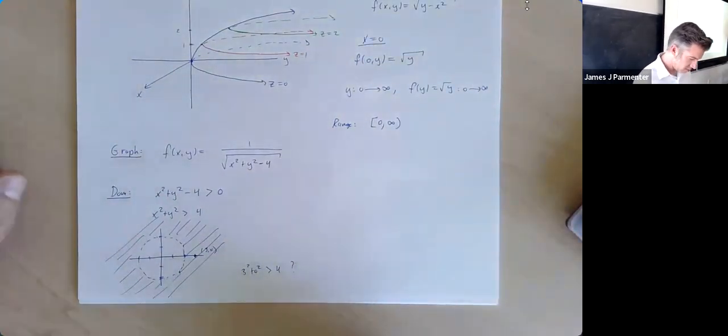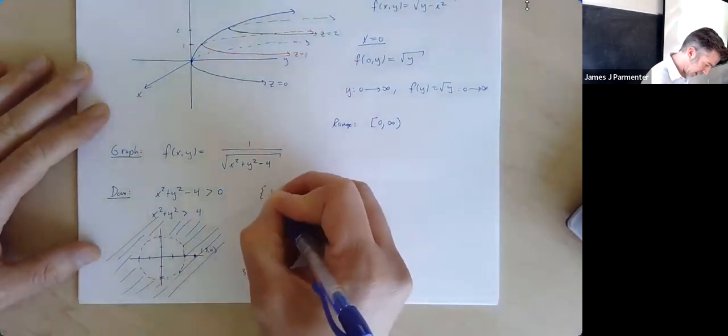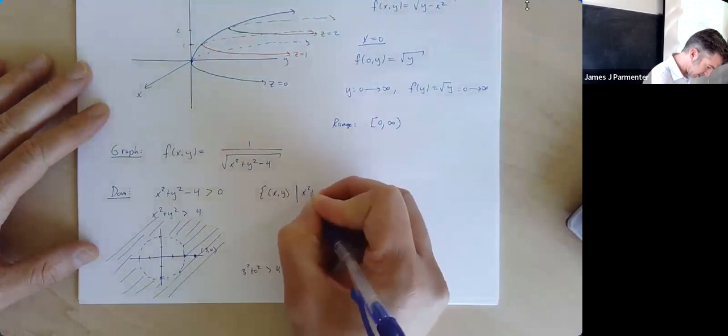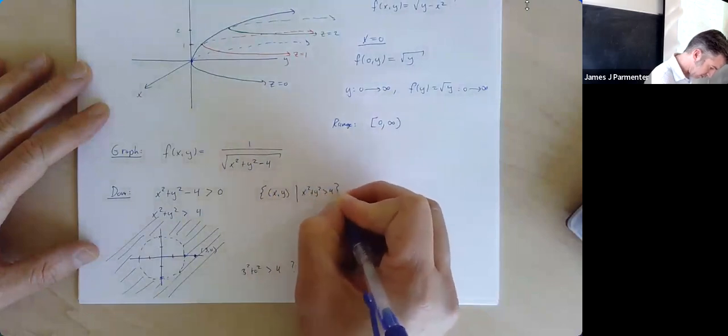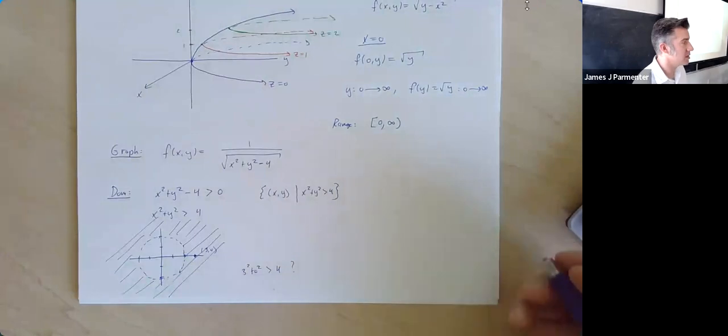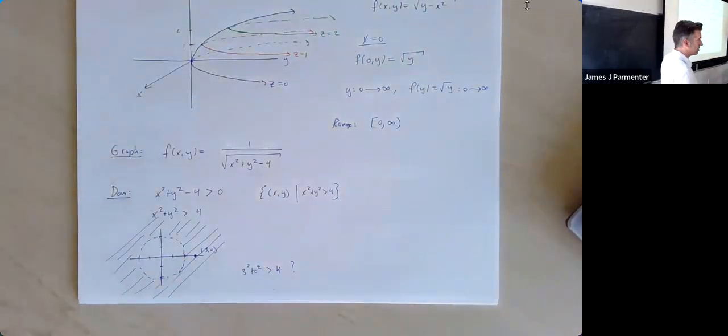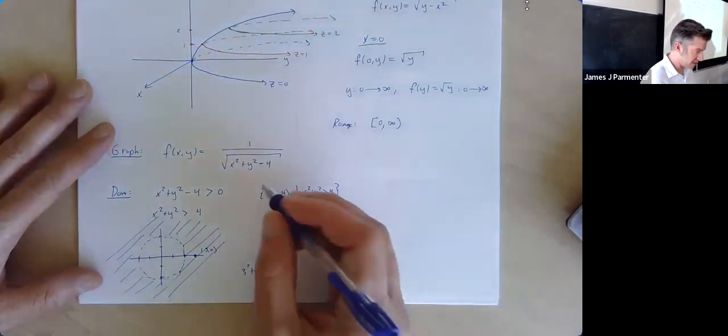So here's our domain. Again, if you want to write it as a set, it's a set containing all points (x, y) such that x squared plus y squared is greater than 4. You can also write words: it's all the points outside of the circle of radius 2. But usually this is the standard way of doing it.